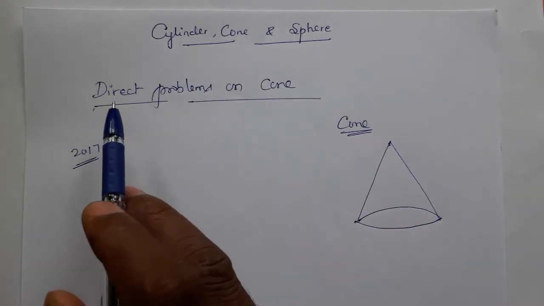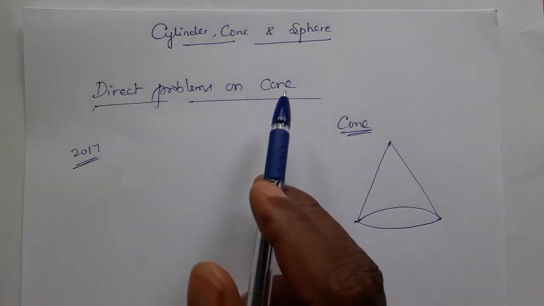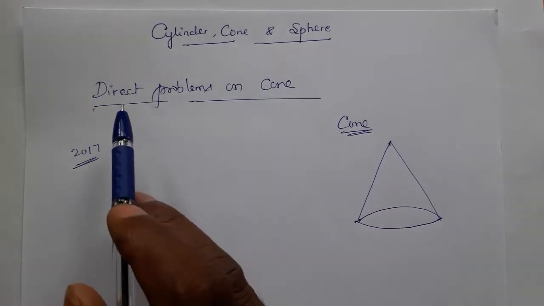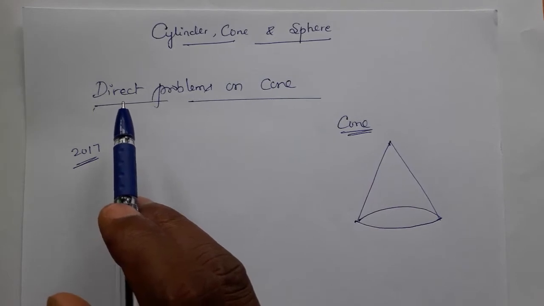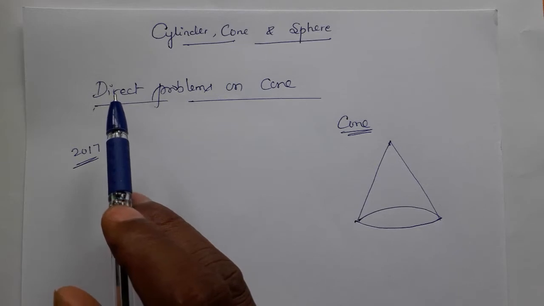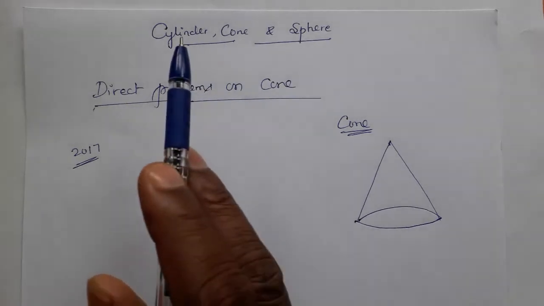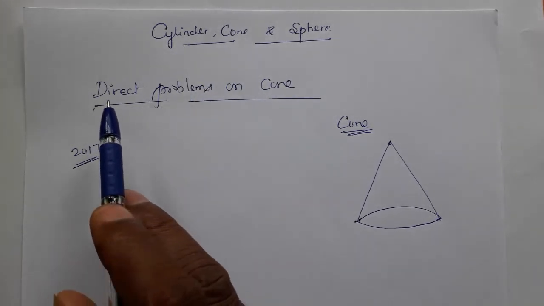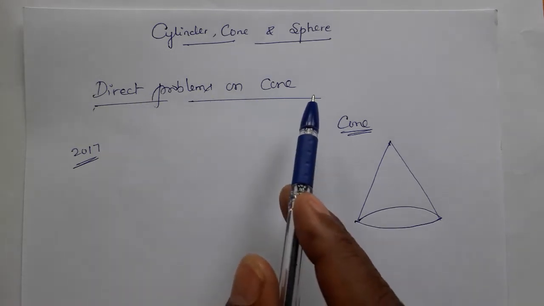Today's chapter is cylinder, cone and sphere. In that we will study direct problems on cone. In the previous classes we had studied melting and recasting, combination of solids, and lastly direct problems on cylinder. In today's class we will study direct problems on cone.